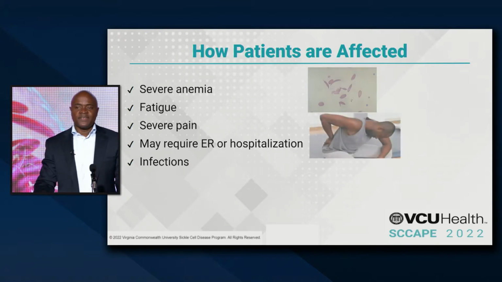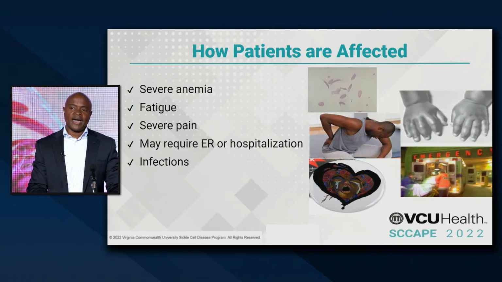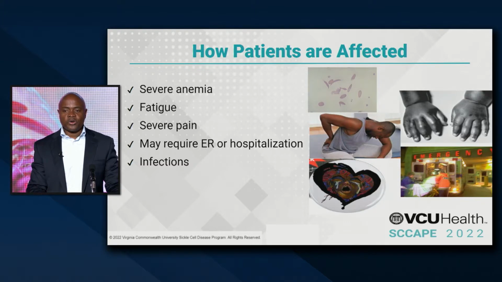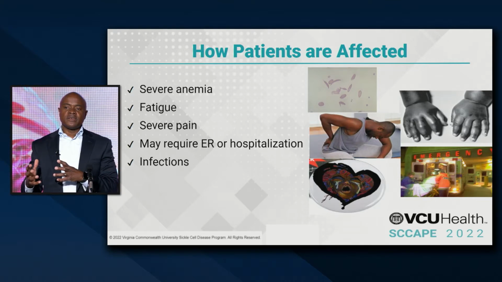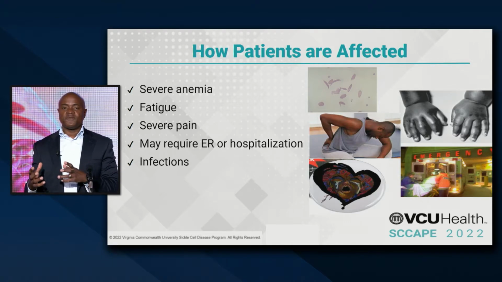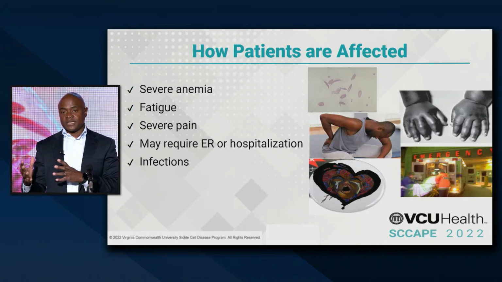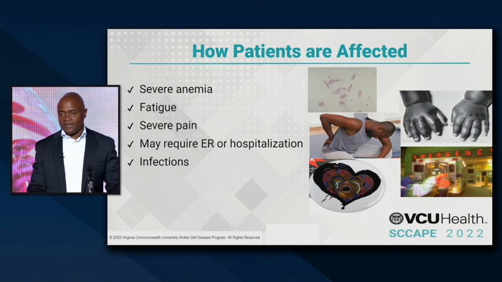Patients also are at risk of getting infections as well. One of the reasons why patients get infections is because, unfortunately, at an early age, individuals with sickle cell disease will lose the function of their spleen. The spleen is an important organ that helps fight certain kinds of infections. It kind of protects us from them. And because of the abnormally shaped red cells, many individuals with sickle cell disease will lose the function of their spleen, and that increases their risk of having infection.